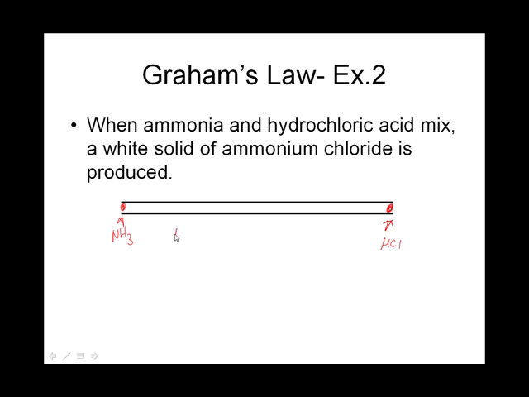When these two mix, NH3 plus HCl make NH4Cl, and this is a white solid that I want to get. Okay? I want to compare the diffusion of the NH3 and the diffusion of the HCl and see how fast they travel relative to each other and at what point of the tube these two gases are going to meet.